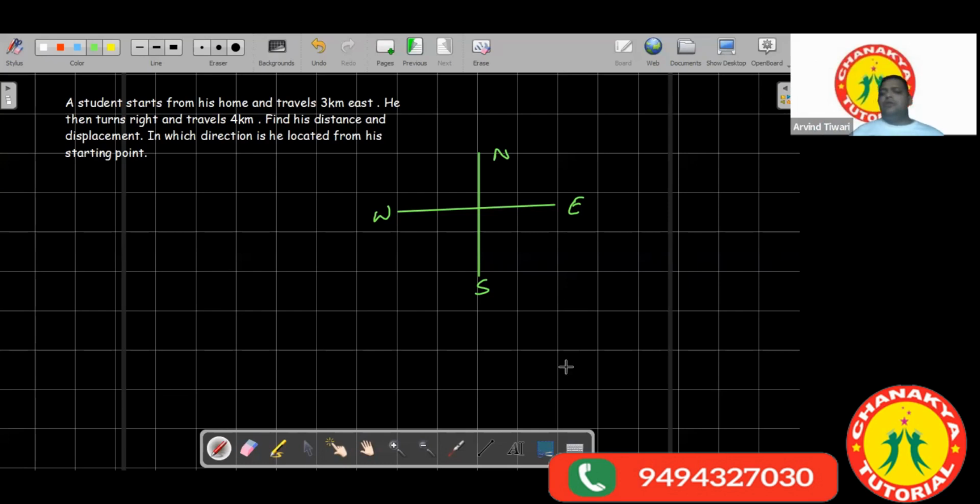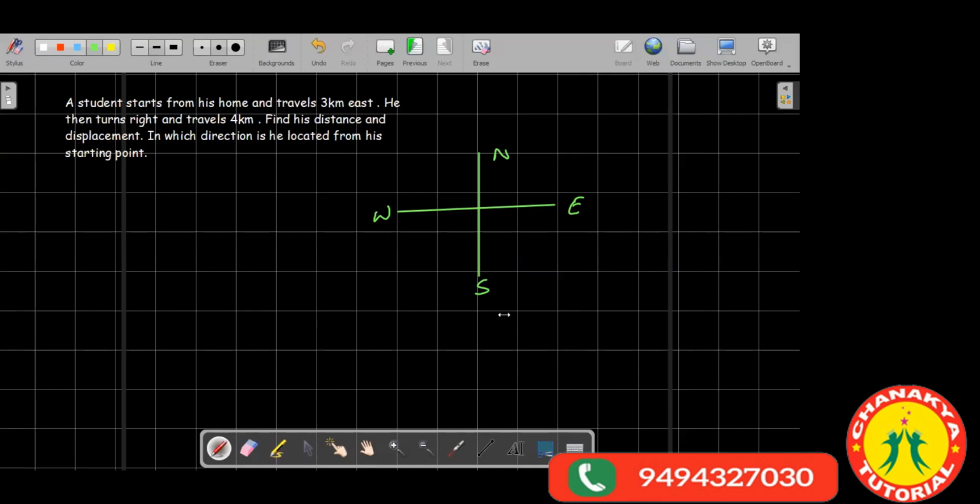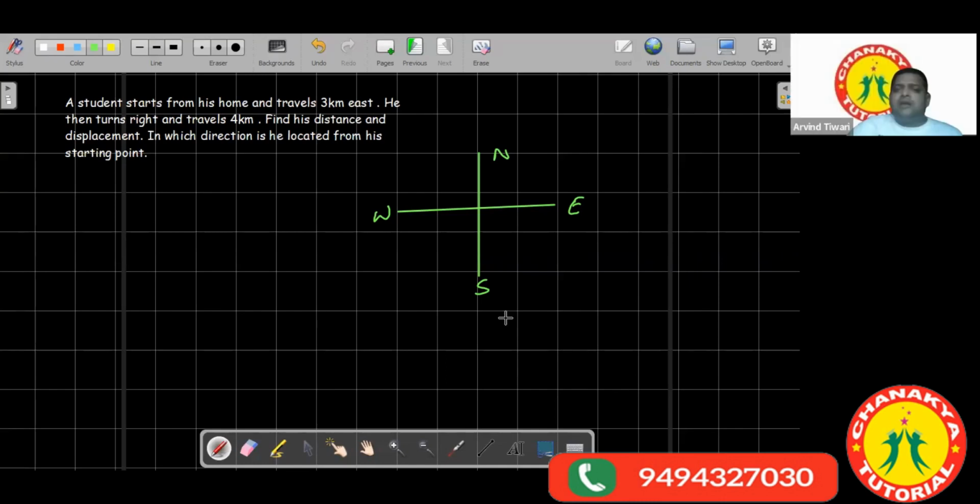Okay, anyone else who got the answer? Yukta, you did not give any answer. Okay, Harshita has sent her answer. But your direction should be southeast. Pranav, your answer is incorrect.